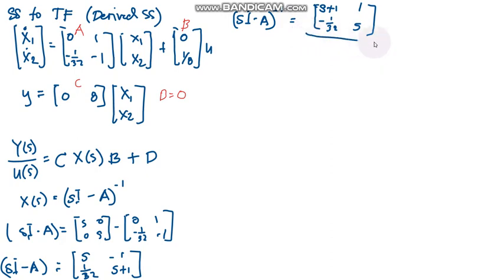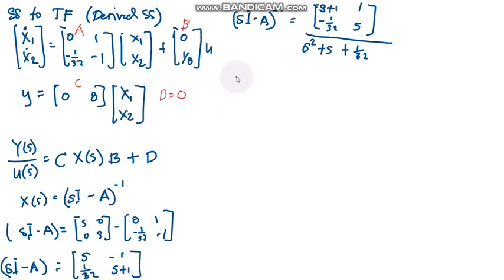And the denominator is the determinant of this. So that will be s times s plus 1, so we're going to have s squared plus s, minus negative 1 times negative 1 over 32. So that will be positive 1 over 32, or right away, that is s squared plus s plus 1 over 32. And then we will substitute this to our equation.